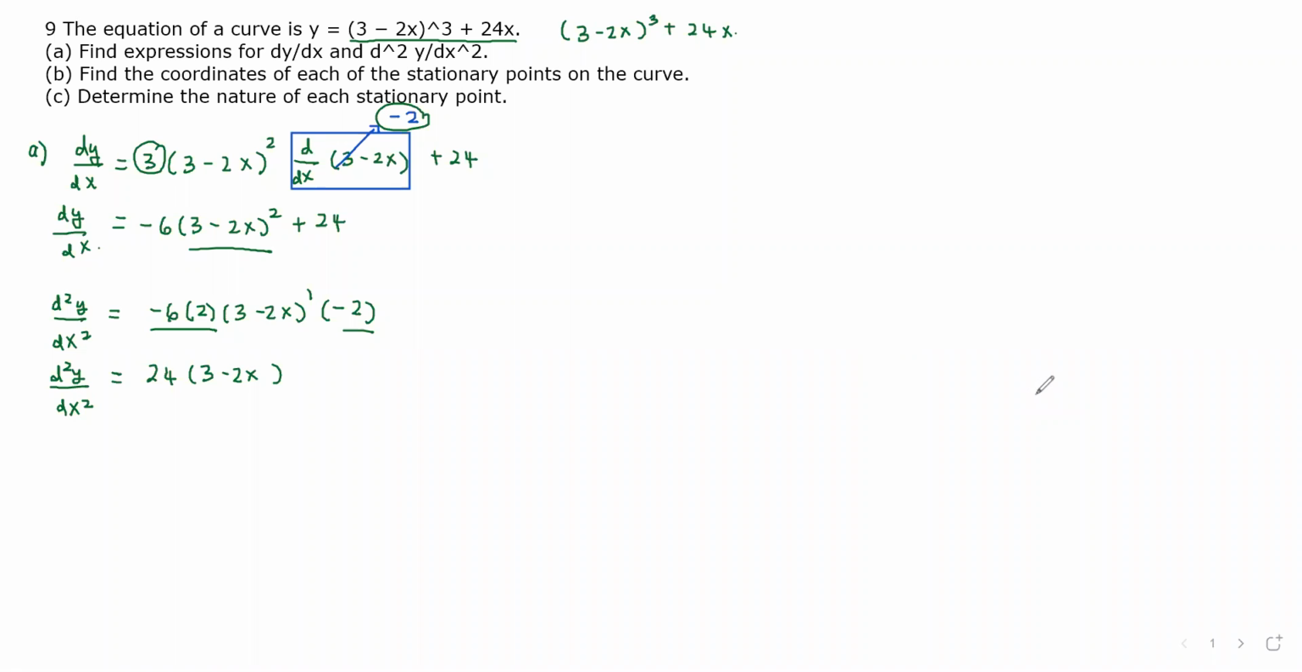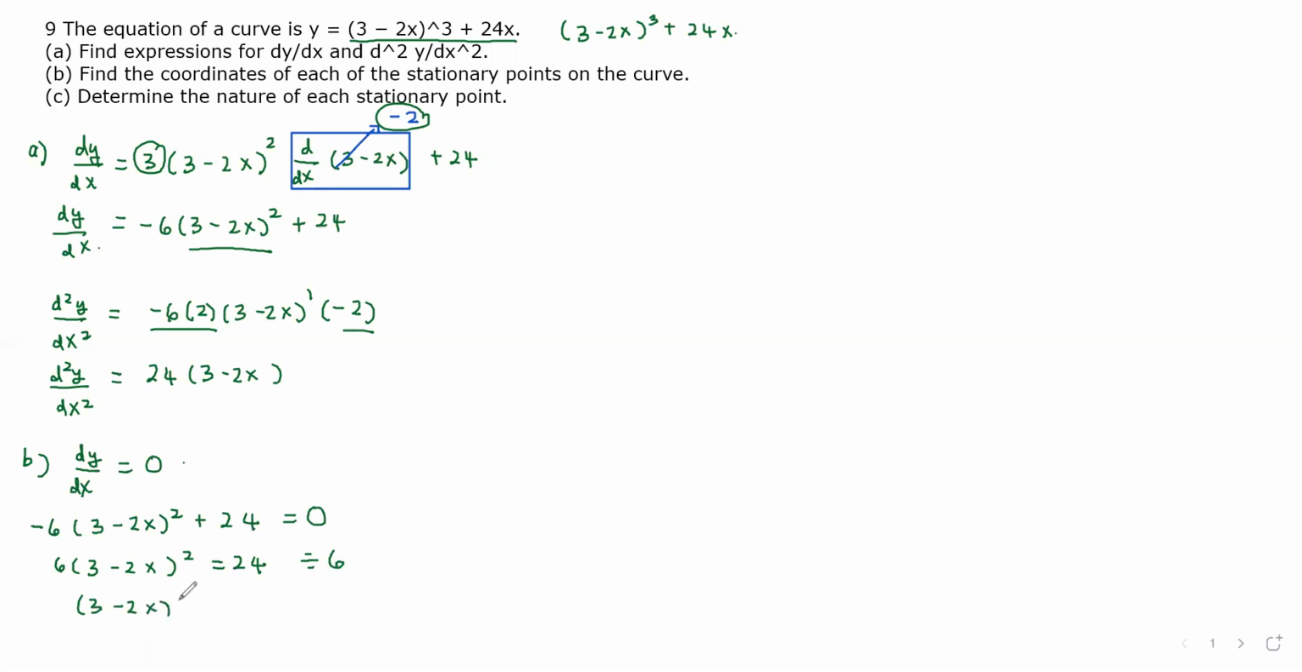Part B, find the coordinates of each of the stationary points on the curve. In order to do that, we set dy/dx to 0. Then negative 6 times (3 minus 2x) squared plus 24 must be 0, or 6 times (3 minus 2x) squared is 24. We can divide throughout by 6 so that the square of (3 minus 2x) is 4.